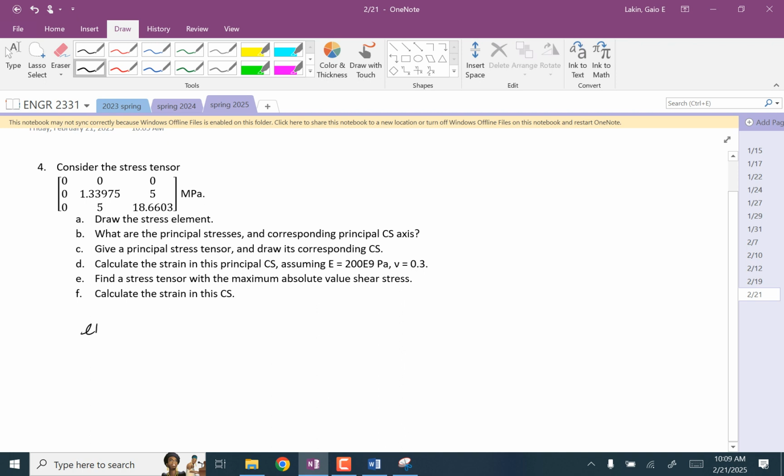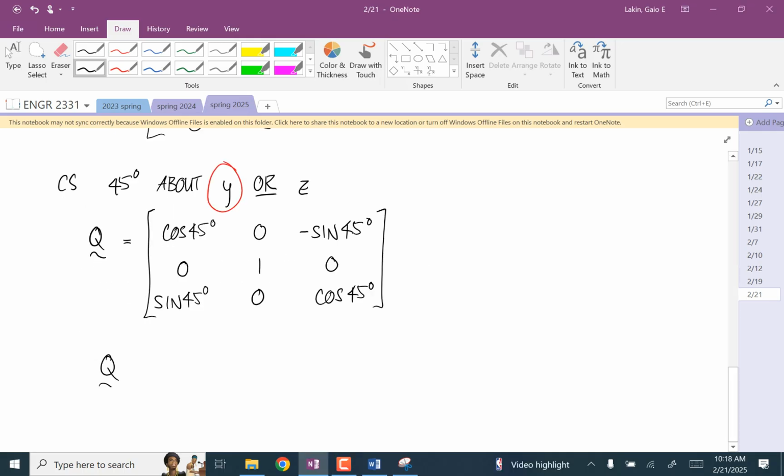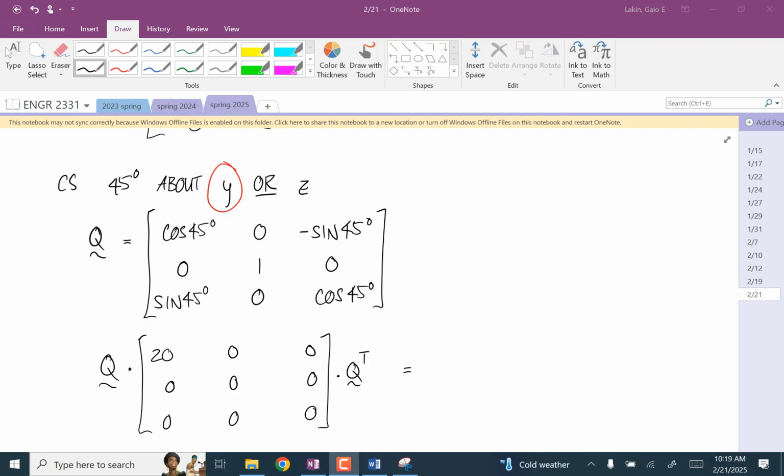So I'm going to go eigenvalues of this matrix. We're going to go Q times that principal stress tensor times Q transpose. 10, 0, 10, 0, 0, 0, 10, 0, 10.